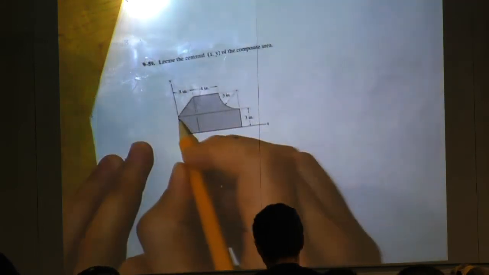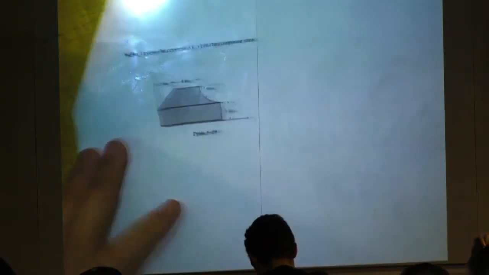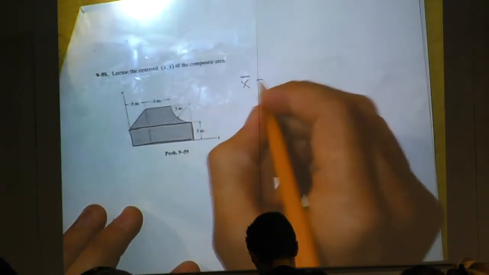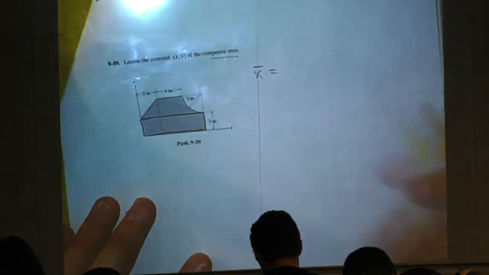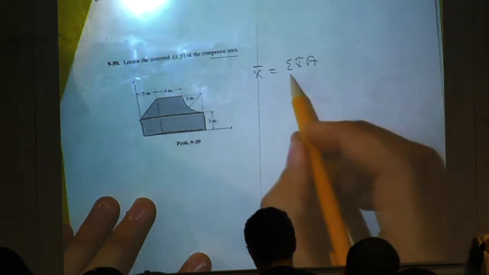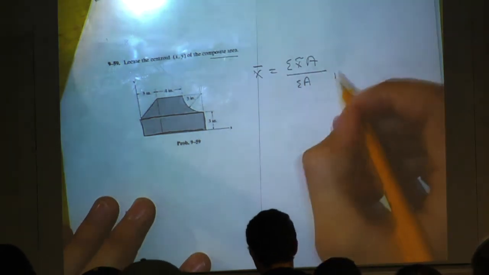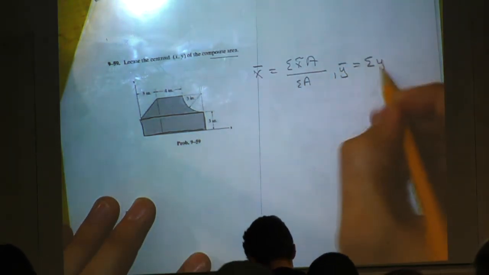So I'm going to consider this whole bottom part to be one shape. Because when we're taking centroid, the equation that we're going to want to deal with, if we have a composite area, is the sum of all the smaller centroids times the area over the sum of the areas. And likewise for the y, it's just y.